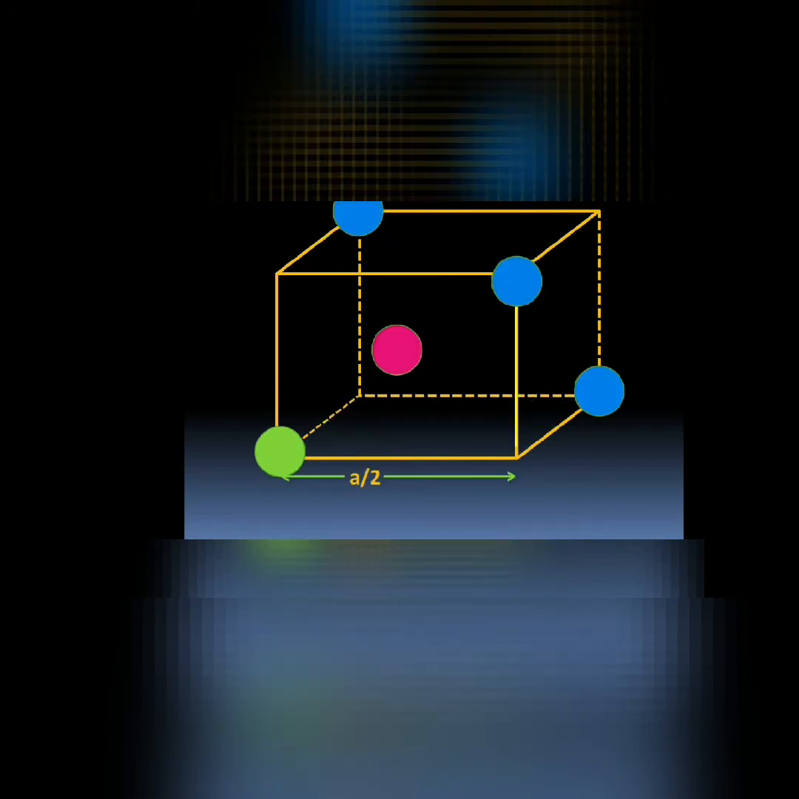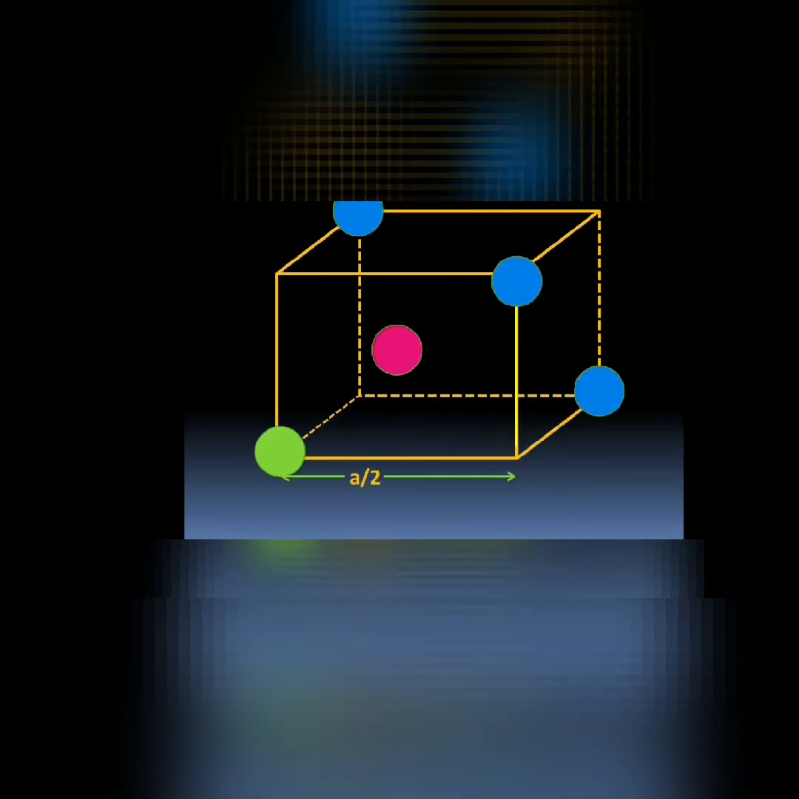Just pick up 1 cube out of these 8 cubes. So the lattice parameter of this cube is a by 2. If the lattice parameter of the whole cube, this yellow colored cube, is a, then if I pick up 1 cube, the lattice parameter of that cube is a by 2.